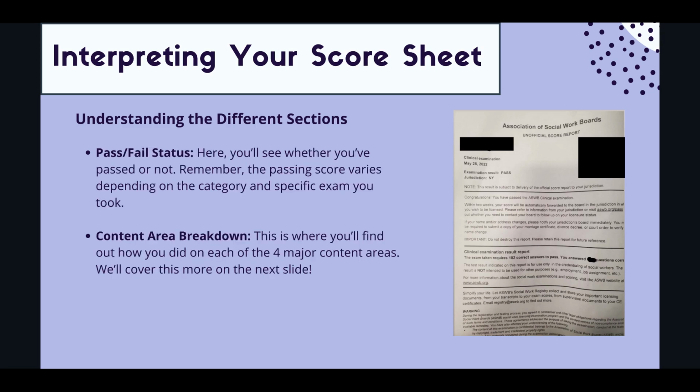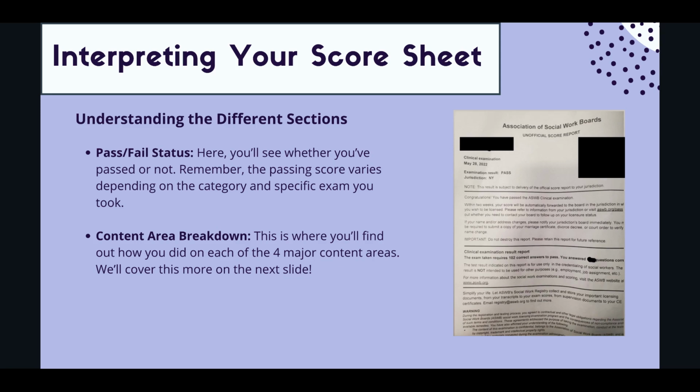And so what you're going to want to look at if you didn't pass the exam is the content area breakdown. Again, you're going to see how many questions overall you got correct, but the content area breakdown will tell you how well or poorly you did on each of the 4 major content areas. This is very, very important. You don't want to have to study everything equally again the second time around.